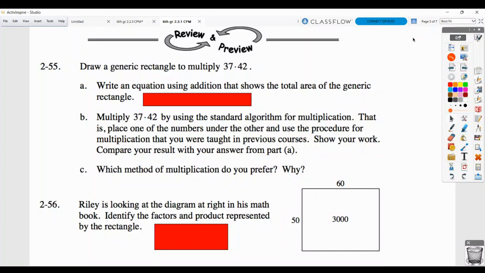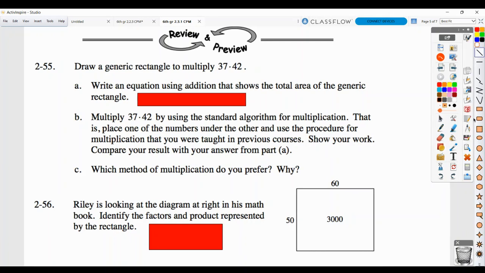This video is to allow you to correct your homework for section 2.3.1. The first thing they want you to do is draw a generic rectangle to multiply 37 and 42. So what you're going to need to do is to set up your generic rectangle, and when you do that, you're going to have 30 plus 7 times 40 plus 2.